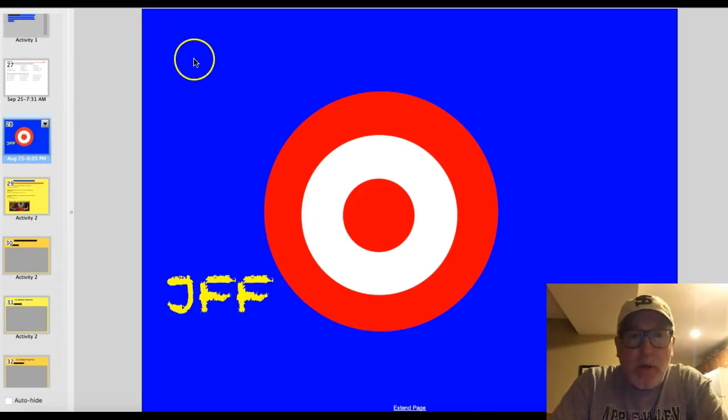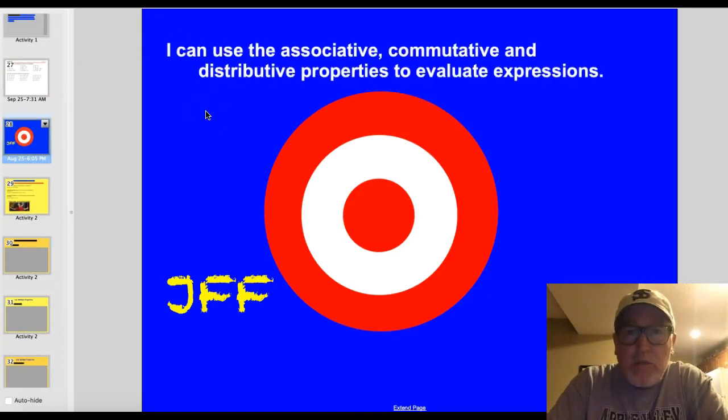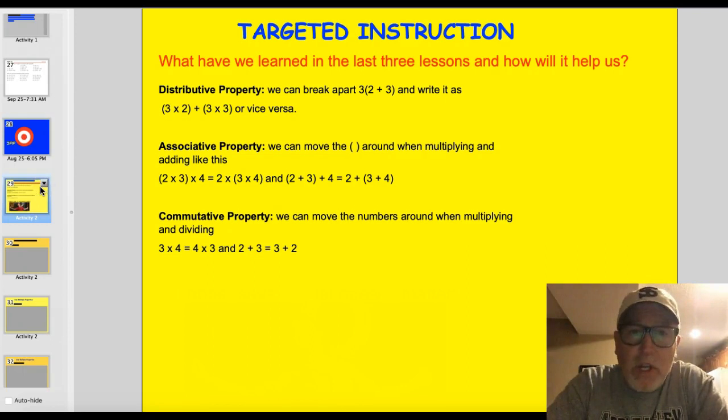All right, so anyway, tonight officially our target is I can use the associative, commutative, and distributive properties to evaluate these expressions. Let's do this thing. Let's start off with just some targeted vocabulary that we've been talking about for the last 3 lessons. First of all, we've got the old distributive property. That means we can break apart 3 times 2 plus 3 and write it as 3 times 2 plus 3 times 3. Or we can go vice versa.